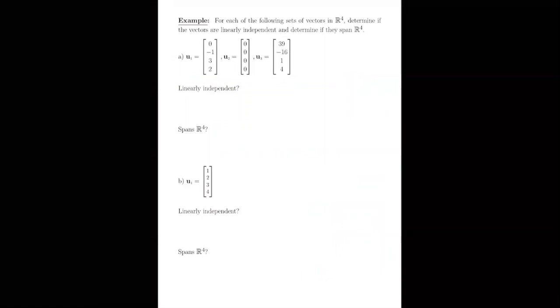But for each of the following sets of vectors in R4, we're going to determine if the vectors are linearly independent. And at the same time, we're also going to revisit the concept of span. So we're going to look at both of these together. Often we do consider these properties together. So a little bit of review on span here as well. Okay, so let's start with these vectors here.